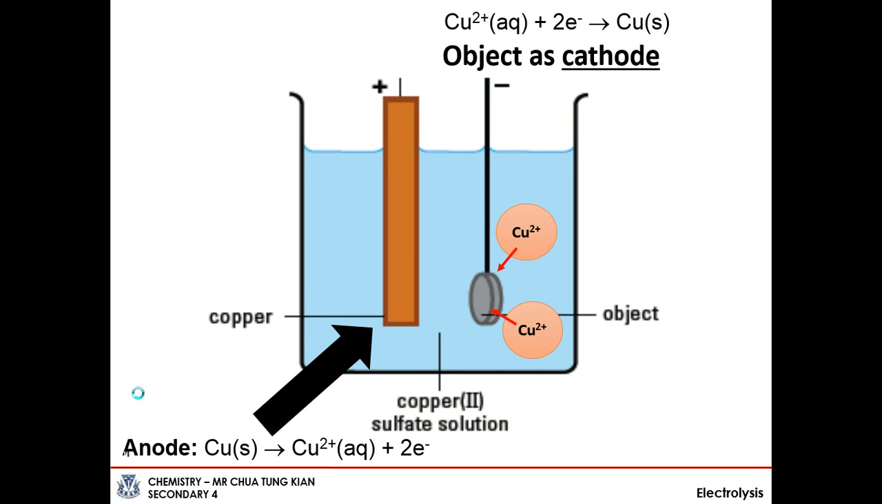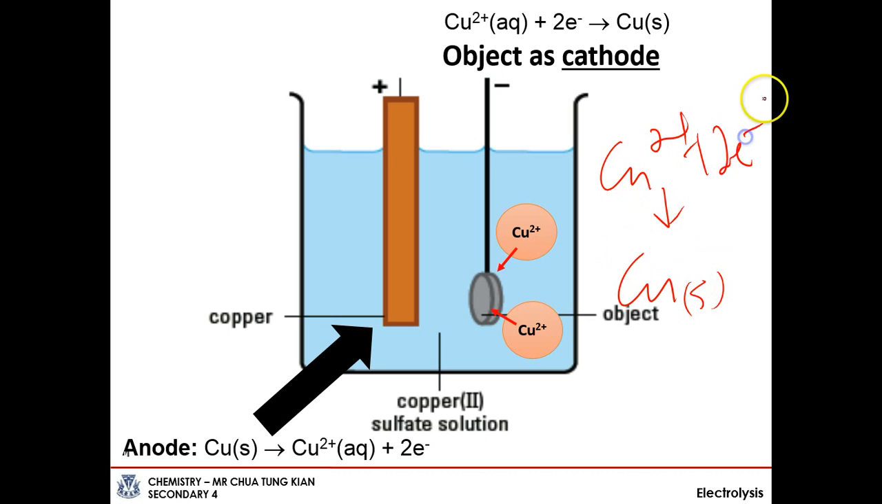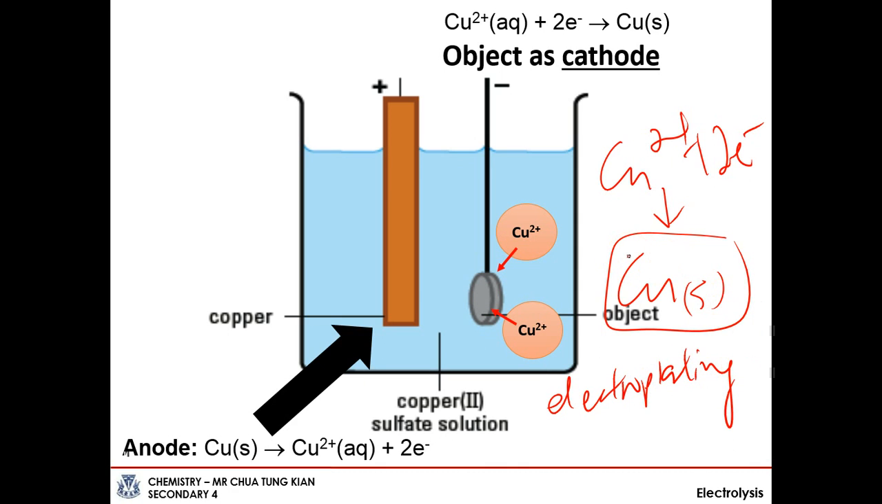Very simple. If you think about this, earlier copper 2+ ions will deposit itself on the cathode. So if I were to replace the cathode with the object, it will mean that the copper 2+ ions will actually be preferentially discharged at the cathode, and the cathode is the object to be plated, so it will form one layer around the object. And voila, we have electroplating. In this case, we call this copper plating because it is copper metal which is deposited on the object.